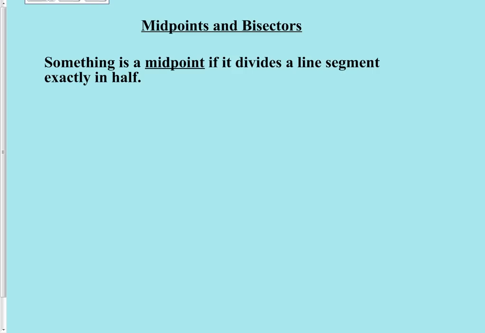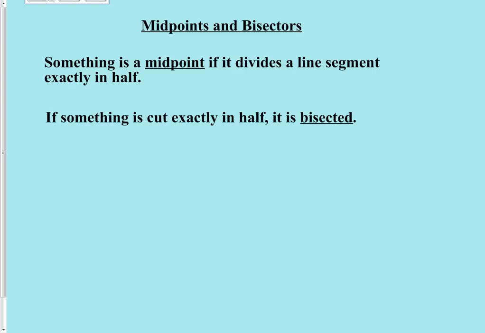Here's a new term, midpoint. You should know what midpoint means already, but let's write it down anyway. Something is a midpoint if it divides a line segment exactly in half. Now you will never run into a midpoint on a ray or a line because those guys go on infinitely and it's impossible to divide infinity in half. But you do catch them on line segments.